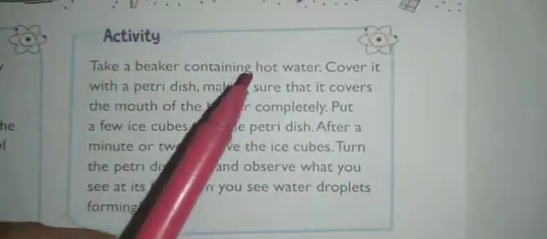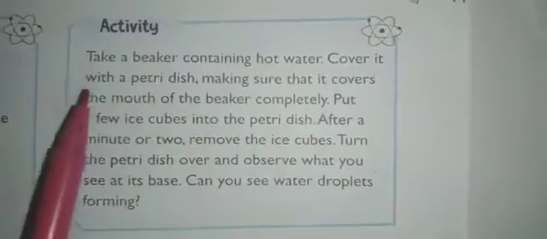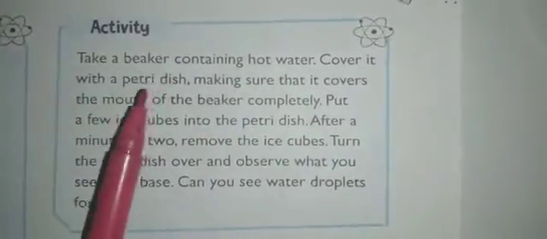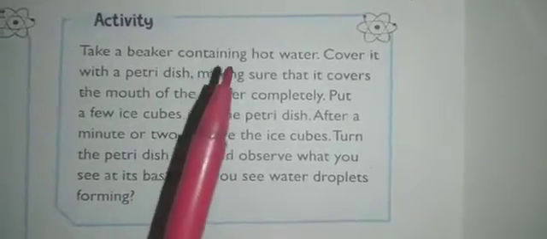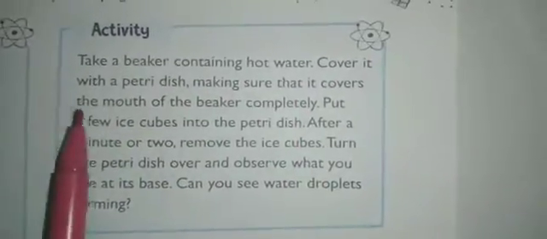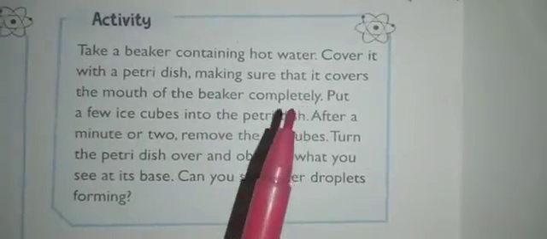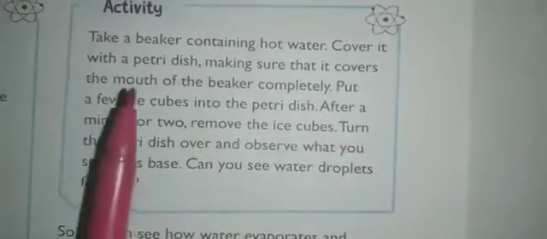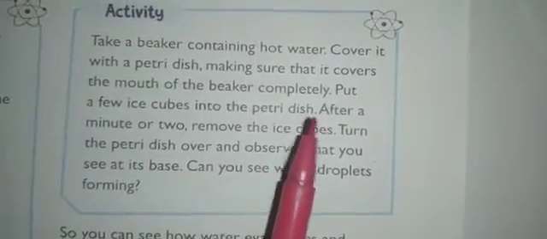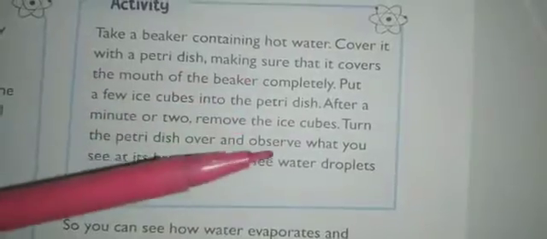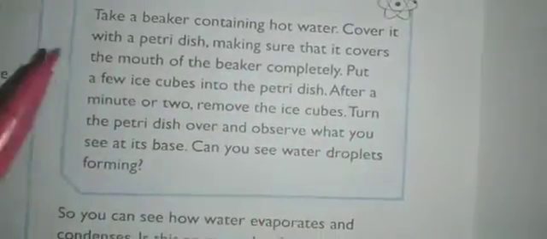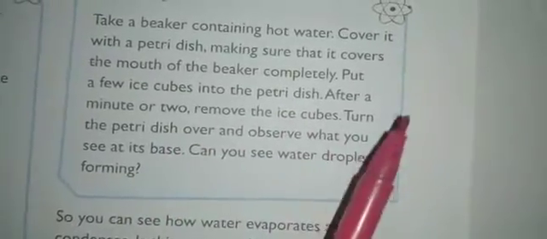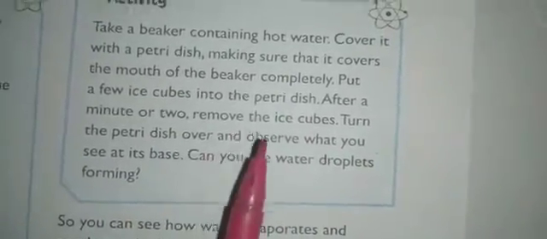Take a beaker containing hot water and cover it with a petri dish. You have to take a beaker of hot water and cover it with a plate or a petri dish, making sure that it covers the mouth of the beaker completely. Put a few ice cubes on the top of the petri dish. After a minute or 2 minutes, remove the ice cubes. Turn the petri dish over and observe.